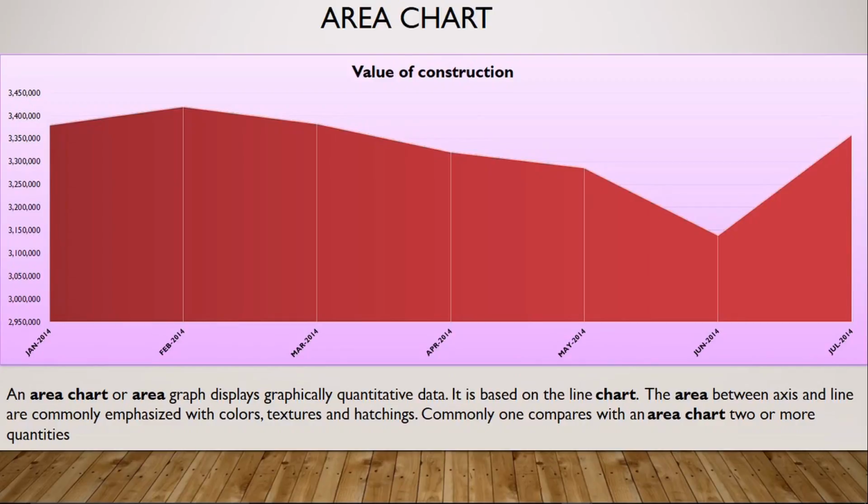Here is an area chart. An area chart or area graph displays graphic and quantitative data. It is based on the line chart. The area between the axis and line are commonly emphasized with colors, textures, and hatchings. Commonly one compares two or more quantities with the area chart.